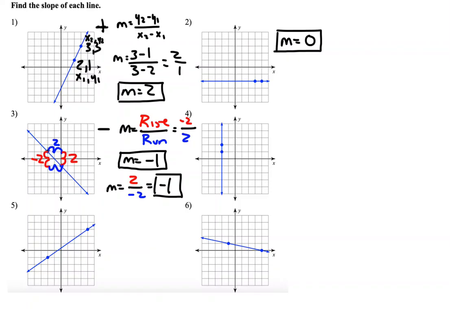So we started with this point and went to this one. We got -1. We started with this one and went to this one. We got -1. So it doesn't matter as long as you are consistent.